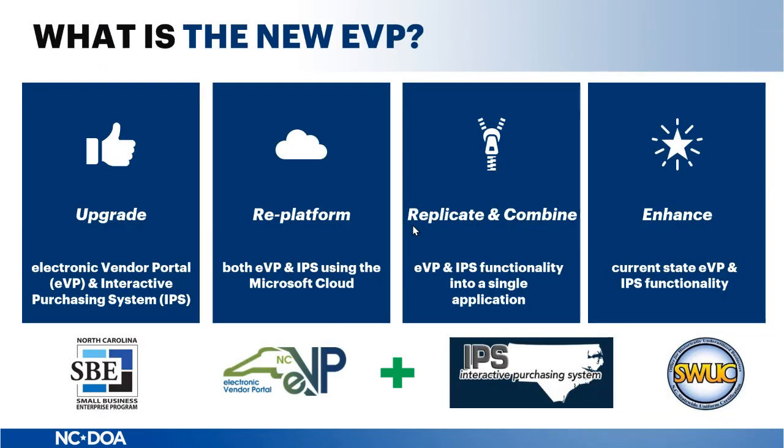And now let's go over and give you a background of what this upgrade project was and what the new eVP is here. So you can see a couple of little icons and descriptions of what it is, but at its most basic level, we are merging the current versions of IPS and NC Bids with the electronic vendor portal, or eVP. So IPS, as you know, is how state procurement users currently post and manage your formal solicitations. And eVP is where vendors currently register their companies to do business with the state of North Carolina.